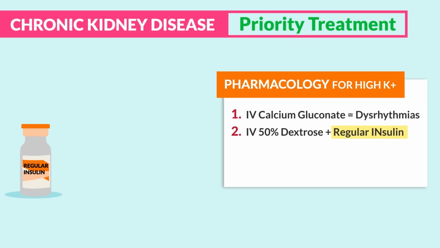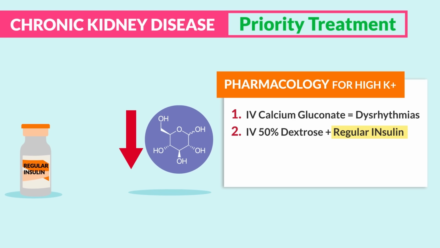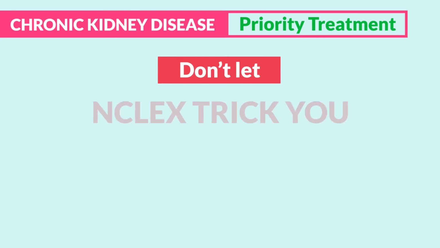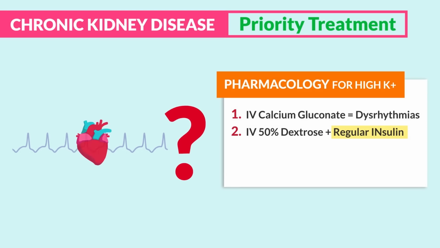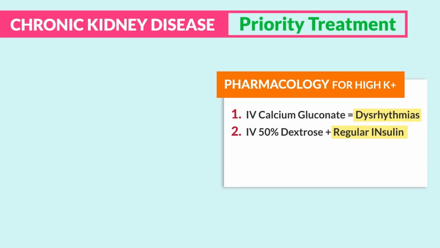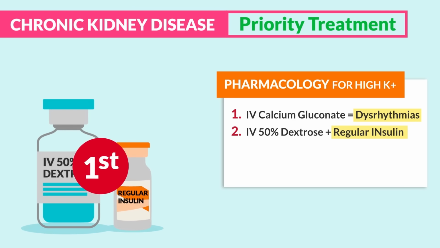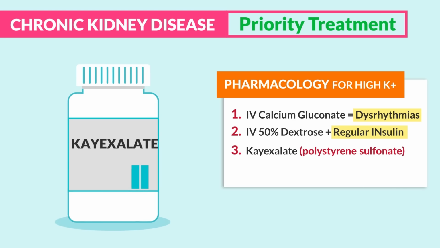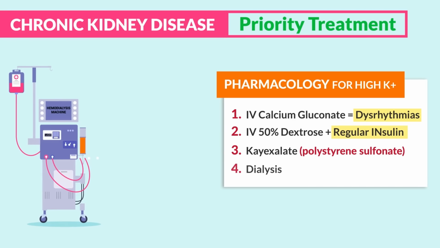But insulin also lowers blood glucose too, basically that blood sugar. So that's why we also give dextrose to help prevent that low blood sugar, that hypoglycemia. Now, don't let the NCLEX trick you here. What if the key term dysrhythmias is not in the question? Well, then we progress to option 2, which is just to give the IV dextrose and insulin first to lower that high potassium. And lastly, 3 and 4, we can also give Kayexalate, that polystyrene sulfonate, as well as dialysis.